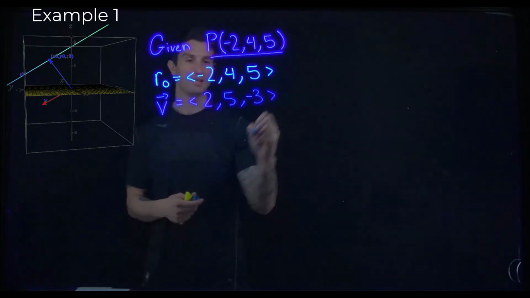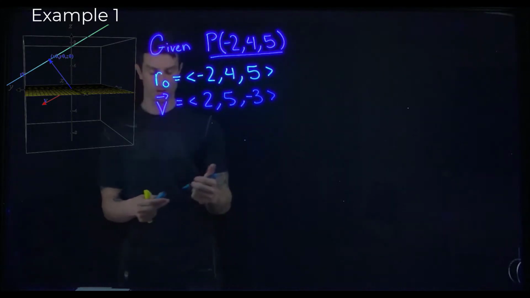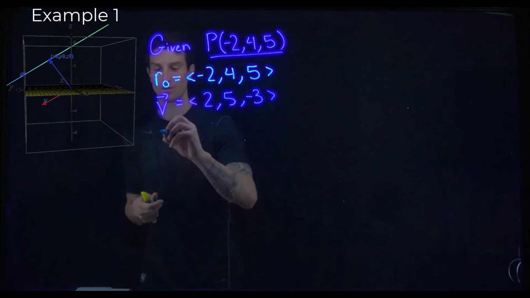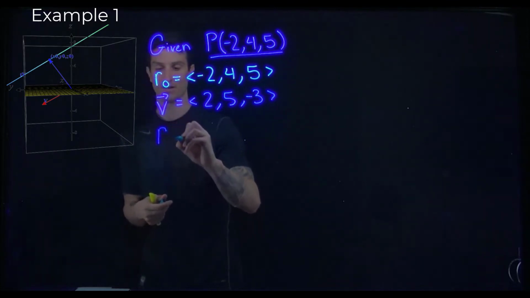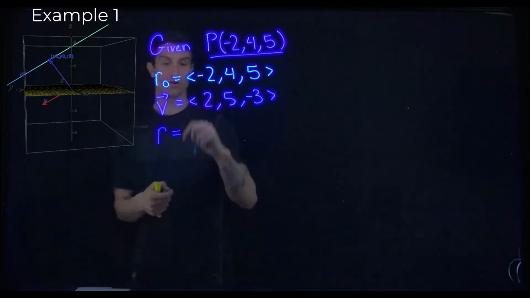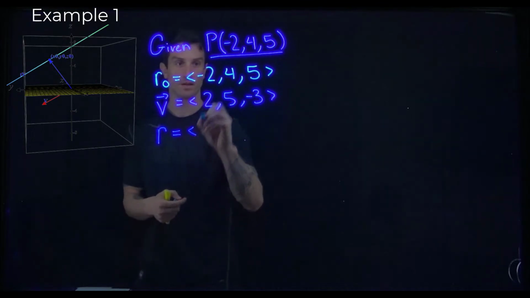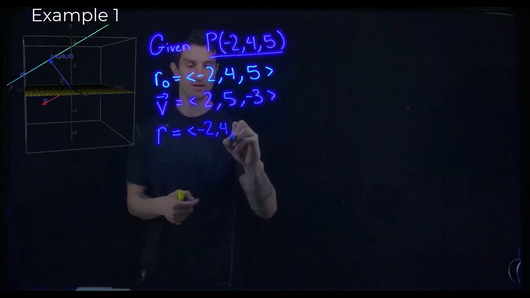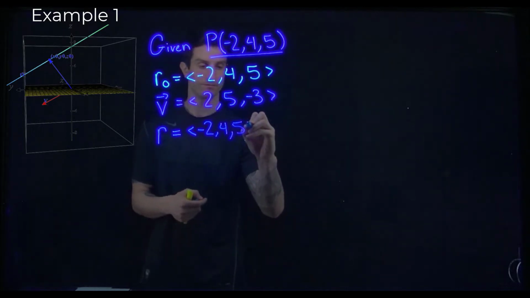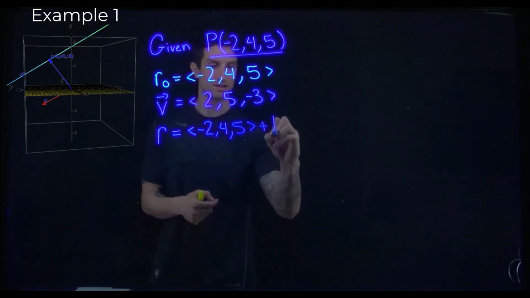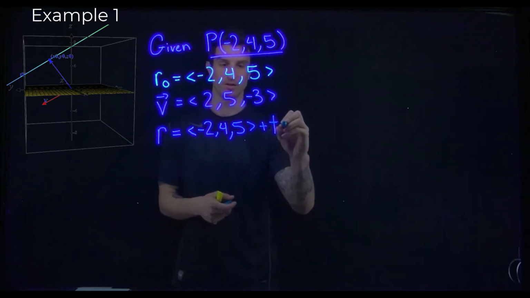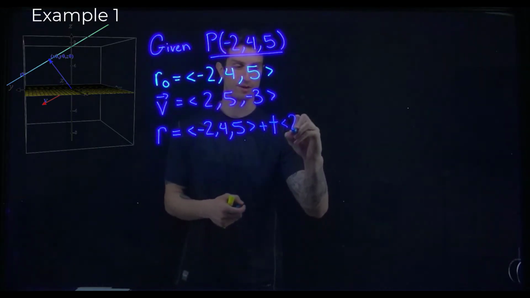And then most of us at this point, we can jump straight to writing this out parametrically. I'll do it one step at a time. We want to define our line R. It's going to be equal to R naught, -2, 4, and 5, plus t times 2, 5, -3.